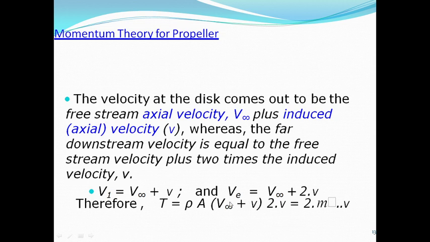If I substitute these values, the thrust force is given by rho A v times V infinity plus v. That is nothing but rho A V, which is the mass flow rate, times 2 v. So this is just a manipulation of the force again. This is another way of looking at the force.